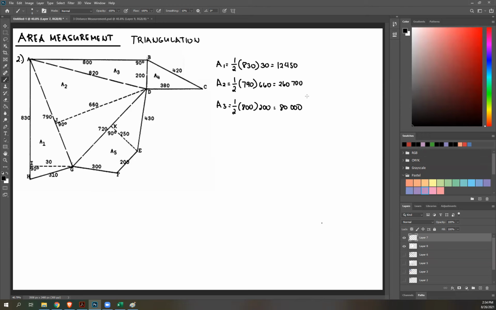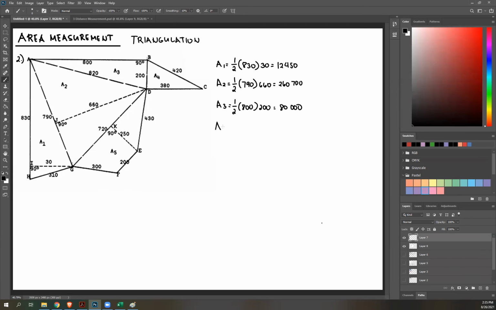Why 790? Question here. Because it's the opposite side, or it's where your height is perpendicular to. Okay, so if you have a triangle here, this is your height, this would be the base. So looking over here, height is 660 because that's perpendicular here and on the vertex. So therefore, base is wherever it's opposite to, meaning wherever it's perpendicular to. So that's why this is 790. Okay. Right, so that's A3 and A2.